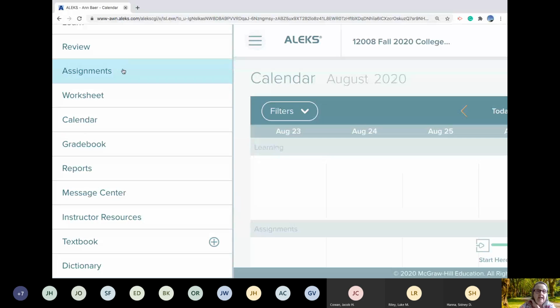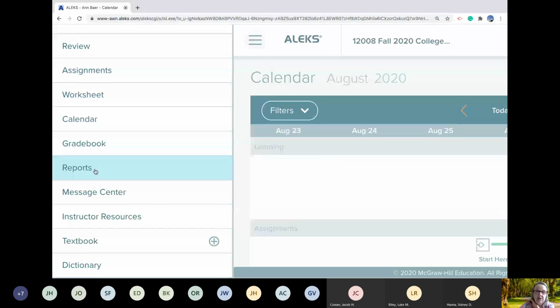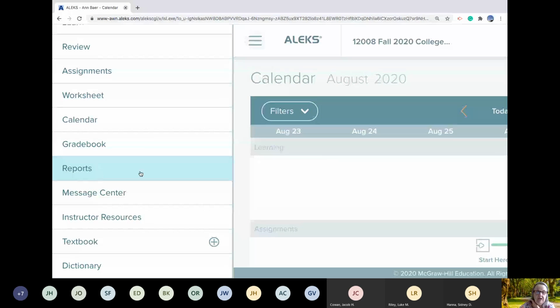What's going on in assignments isn't always accurate, so you want to make sure you're going to the grade book. There may be times when you want to use reports. There are creative ways to use reports to look at knowledge check results. There's a message center, instructor resources.